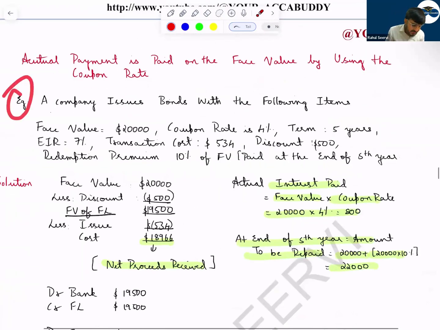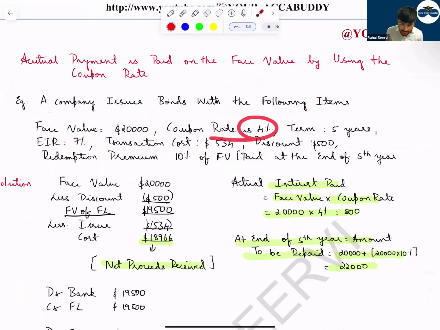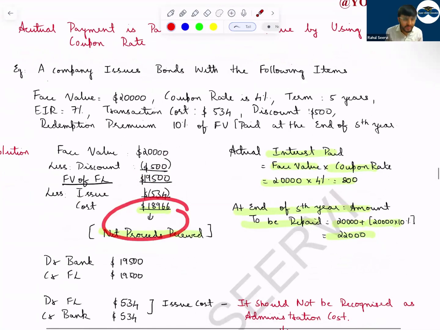Then this was the basic example we had seen. A company issues a bond with the following items. Face value is $20,000, coupon rate is 4%, term is 5 years, EIR rate is 7%, transaction cost, the discount is this, and redemption premium is 10% of the face value paid at the end of the 5th year. So we had to calculate the fair value. Fair value how, sir? 20,000 minus the discount, 9,500. Then the issue cost you will reduce. You will get the net proceeds received.